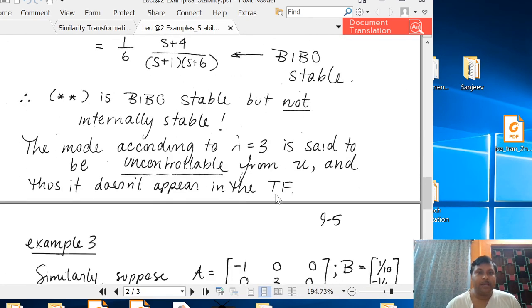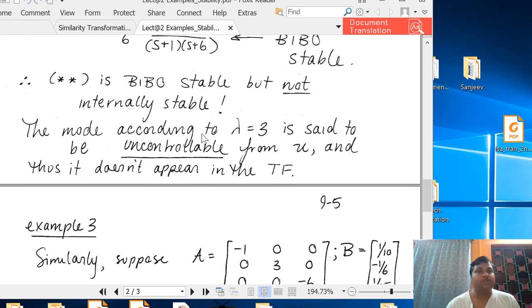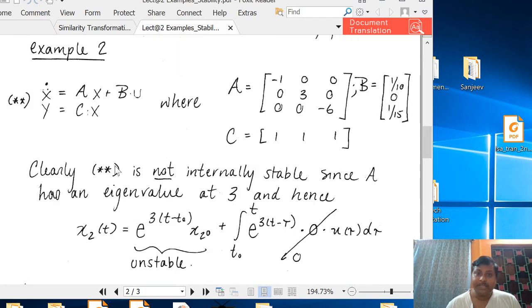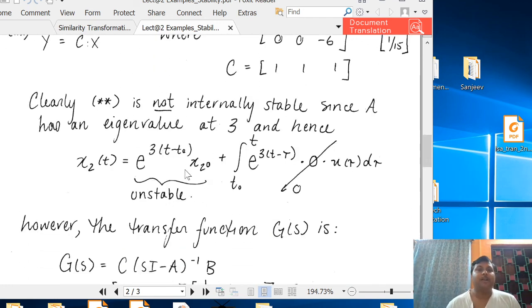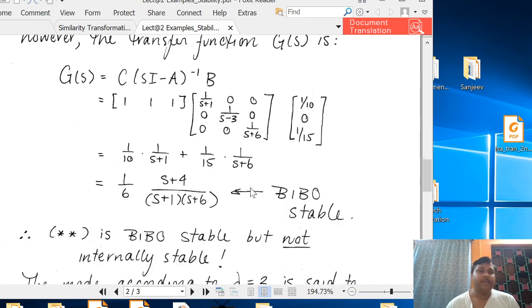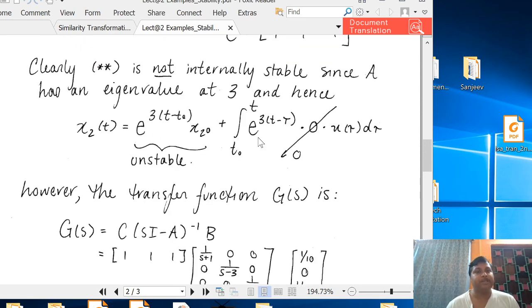That's why, at that time, we wrote that the mode according to lambda equal to 3 is said to be uncontrollable from U. Why is it uncontrollable? These two things you have to understand clearly, because later the topic will be controllability. This is unstable, it is fine, but is it controllable? No, this particular state is not controllable, because there is no such input. Due to the B2 element being 0, no input exists by which you can influence this x2. So it is not only unstable, it is uncontrollable also.